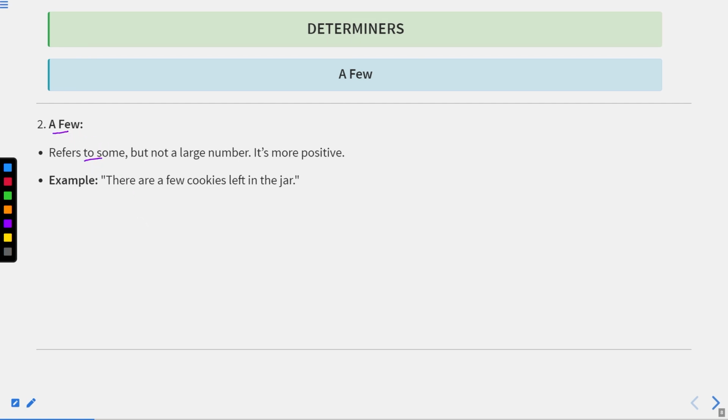That is a few, which refers to some but not a large number. It is more positive. Okay, few means equivalent to zero, but a few means some. Okay, it refers to some but not a large number. It is not used for a large number of something, but it is more positive. Why so? It is used in the positive sense.